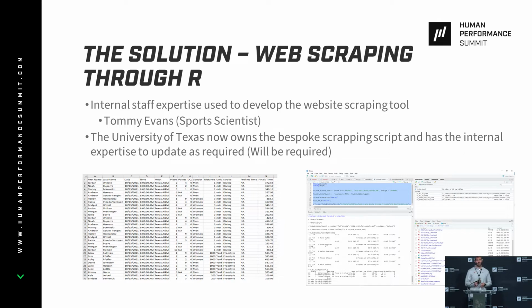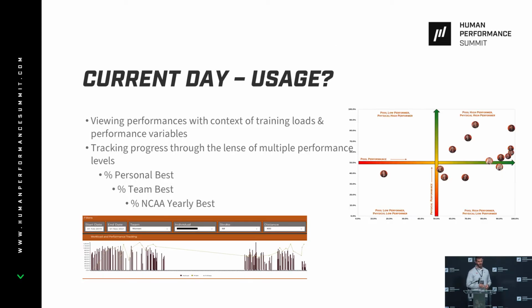That gives us the advantage of, as we expand this from just, say, track and swimming to now our team sports, so we're getting all of our basketball, volleyball stats, things like that, now it gives us the flexibility to adjust that script for different websites as we have to go track down that information. So just some samples of what that looks like.